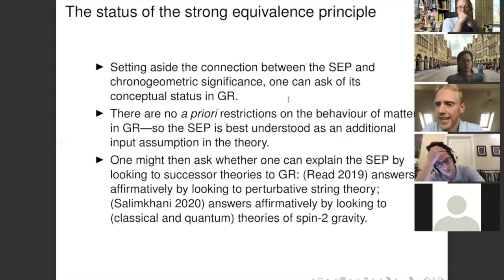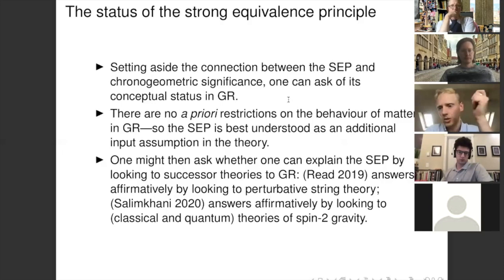But then that opens the question of, well, okay, I might not be able to get it for free from the conceptual structure of general relativity, but maybe it is the case that I can somehow derive the strong equivalence principle by looking to some successor theory to general relativity. This would be somewhat akin to its being coincidental in Newtonian mechanics that gravitational mass is equal to inertial mass, that this m_g in Newton's law of gravitation is equal to the constant of proportionality in Newton's second law, something which is just an input assumption in Newtonian mechanics.